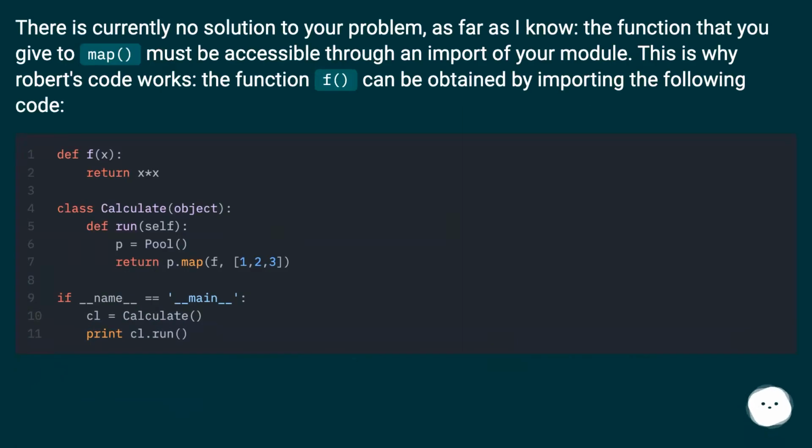There is currently no solution to your problem. As far as I know, the function that you give to map must be accessible through an import of your module. This is why Robert's code works. The function f can be obtained by importing the following code.